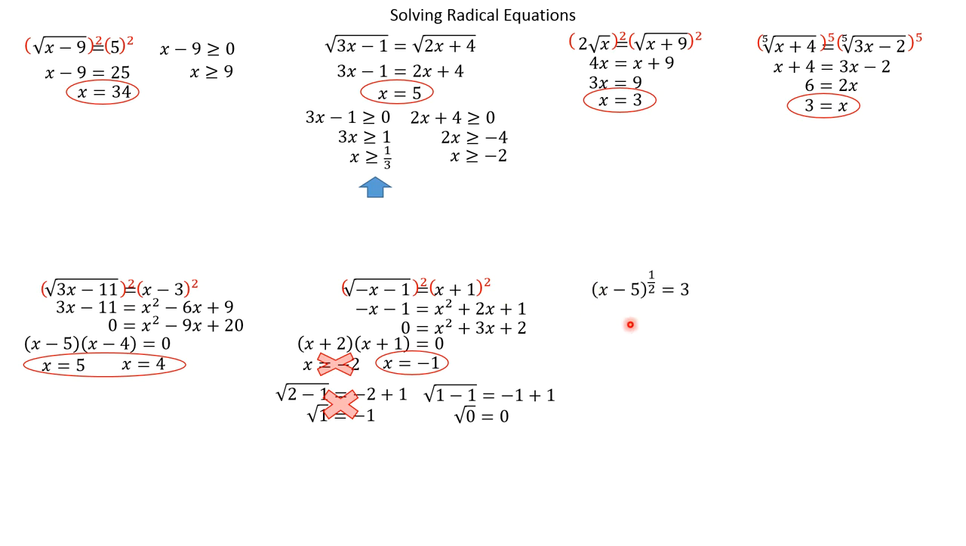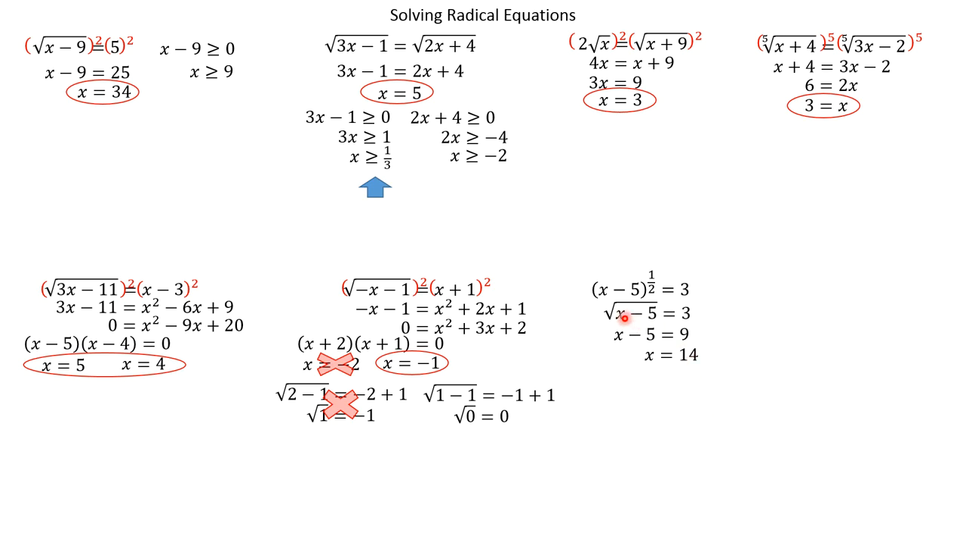Couple more twists. What if we have x minus 5 to the 1/2? This would be an exponent, equals 3. Isn't that the exact same thing as saying the square root of x minus 5 equals 3? We dealt with rational exponents. This would be the root, so it's a square root of x minus 5 equals 3. Square both sides, x minus 5 equals 9, add 5, x equals 14.